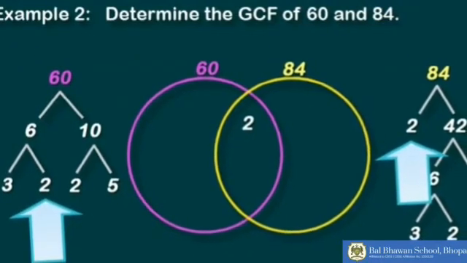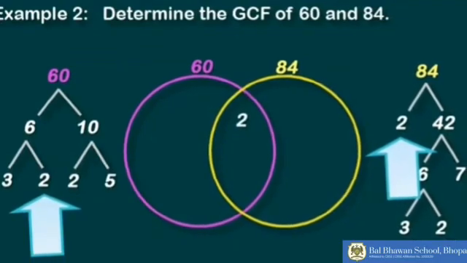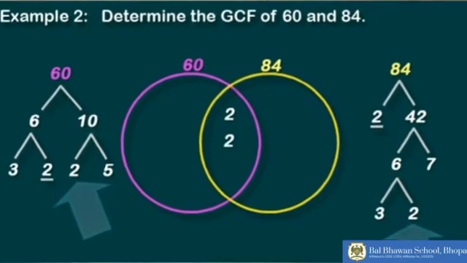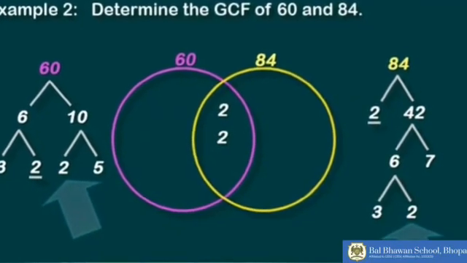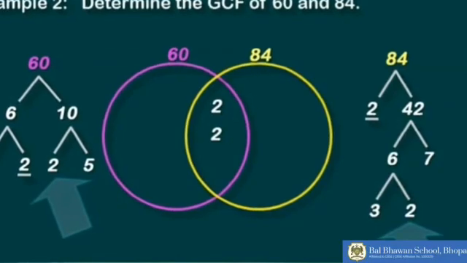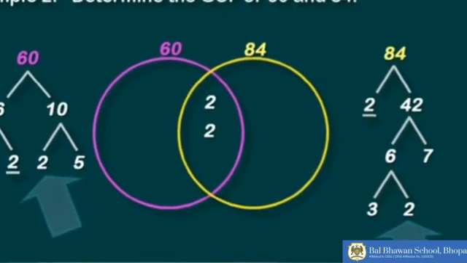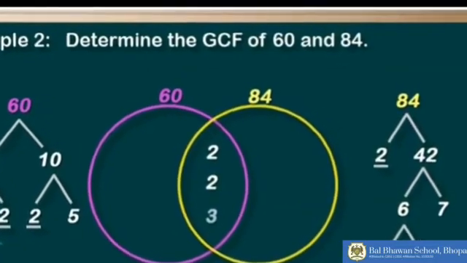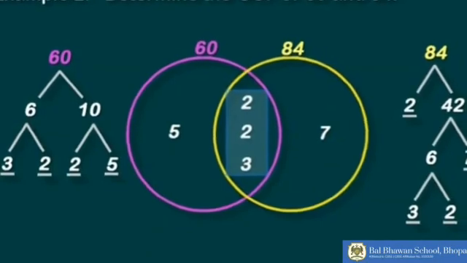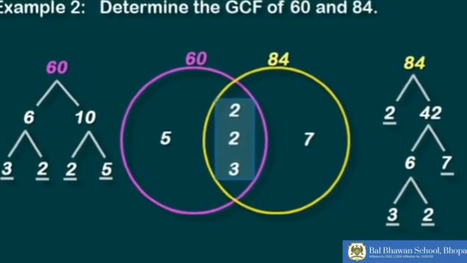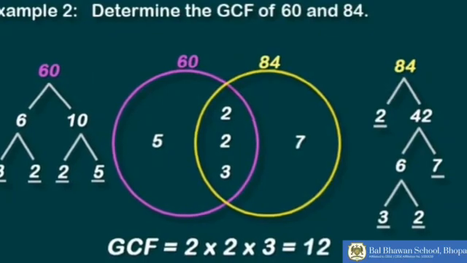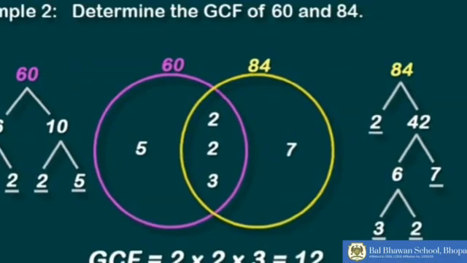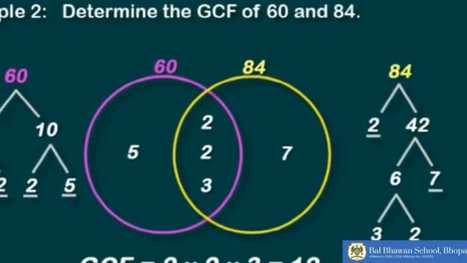Now, let us write the common factors of 60 and 84 in the overlapping area of the circles, which is 2. One more time, I have 2 in common between the 60 and 84 factors, so that also I have written in the overlapping area. And also, factor 3 is common. Now, I am going to multiply all the common numbers. When we multiply 2 into 2 into 3, we get 12, which is our HCF or GCF.